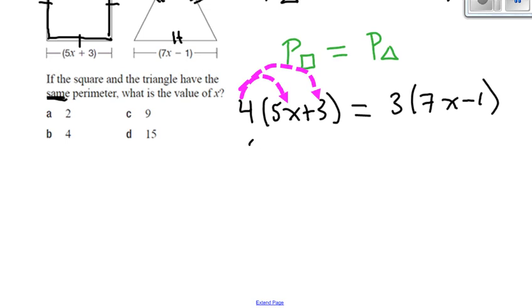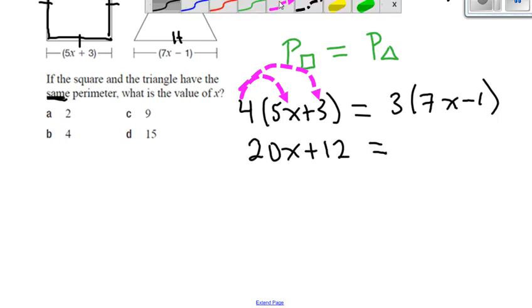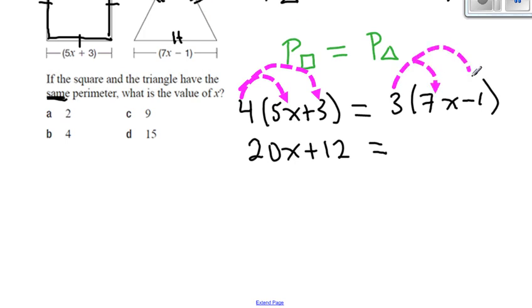So that would give me 20x. 4 times 5x is 20x. Then 4 times 3 is positive 12. Same idea over here. Now I'm multiplying by 3. So 3 times this term and 3 times this term. 3 times 7 is 21, so this would be 21x. 3 times negative 1 is negative 3.